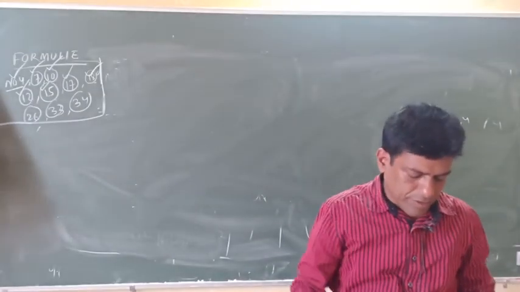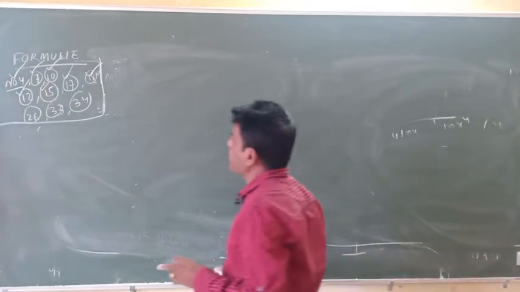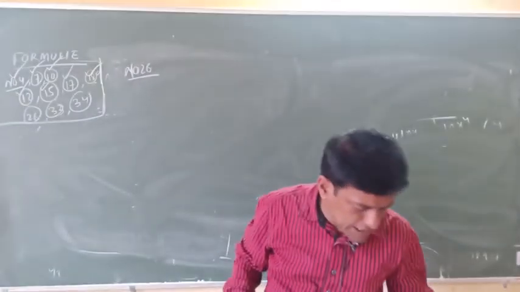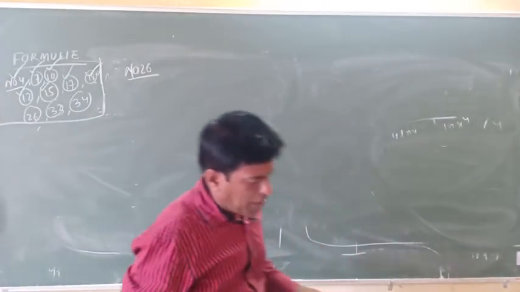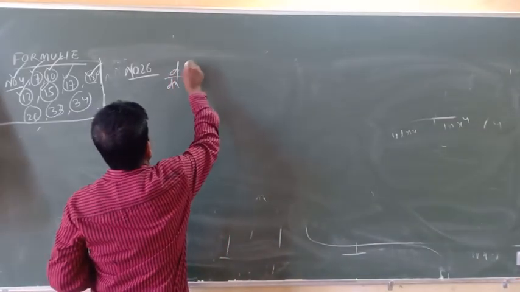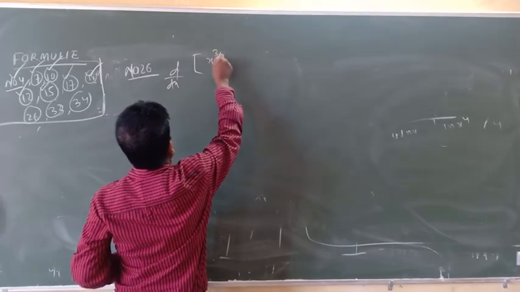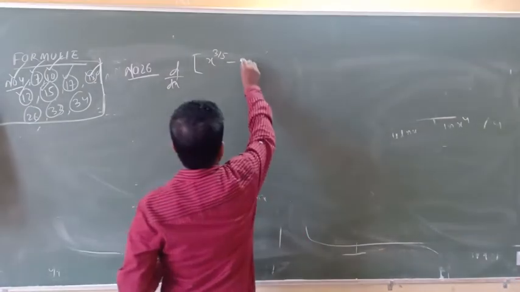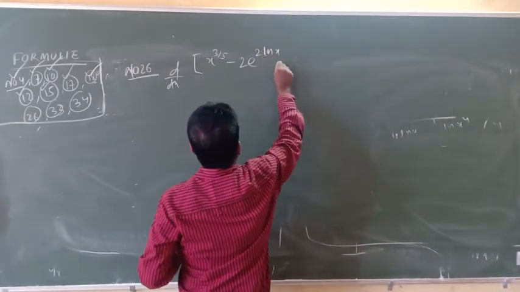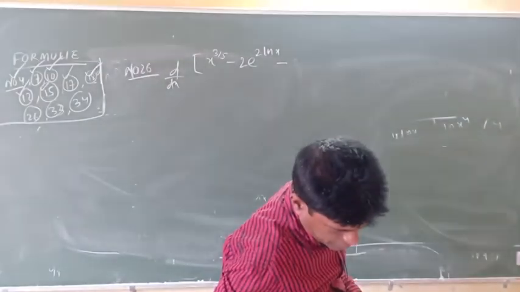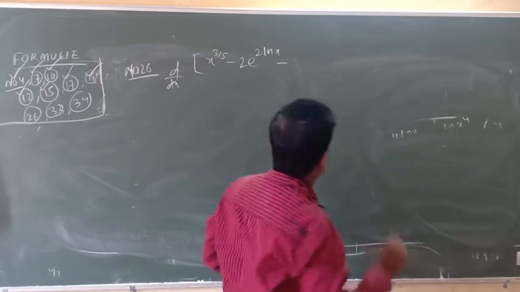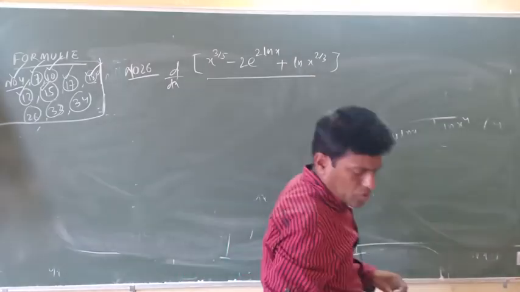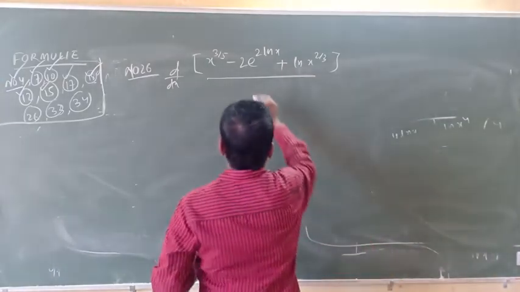Number 26. You look, number 26 is of this type: d by dx of x to the power 3 by 5 minus 2 e to the 2 ln x plus ln x to the 2 by 3, divided by 1 plus x.